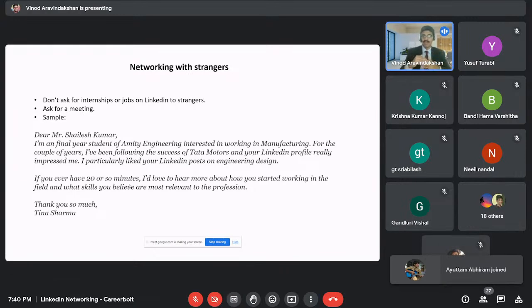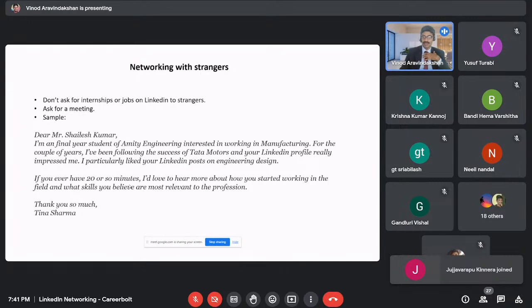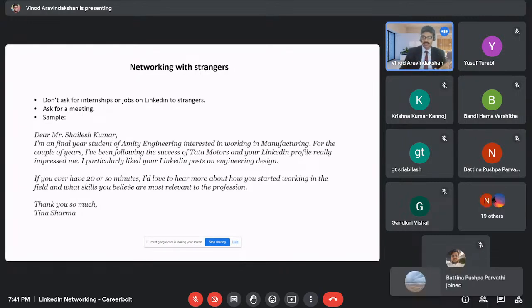You are communicating formally, so there's a business etiquette to be followed. Introduce yourself saying that I'm a final year student at Amity Engineering College. I'm interested in working in manufacturing. So it's already very clear what you're looking for. Then you add something more.